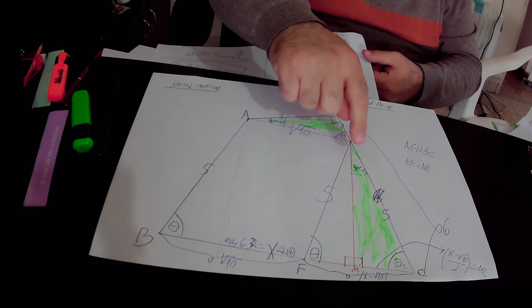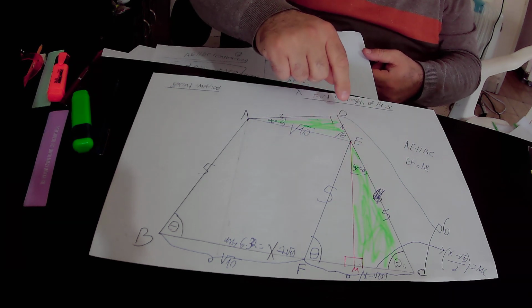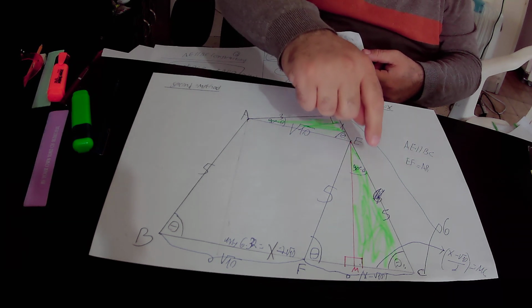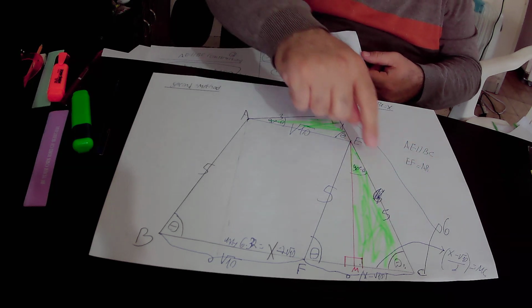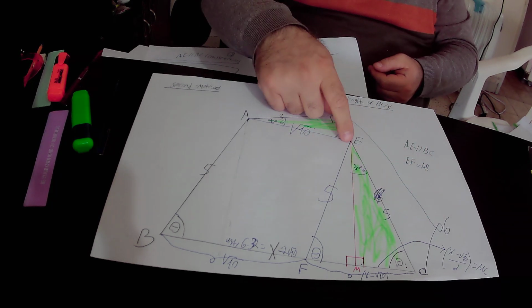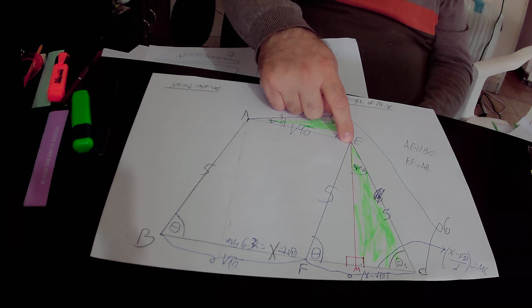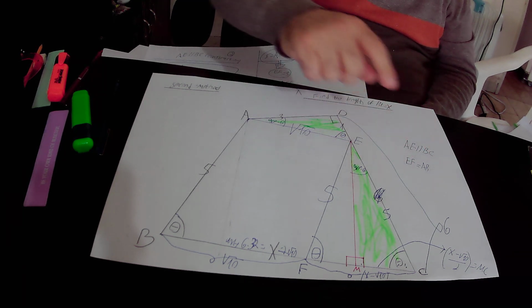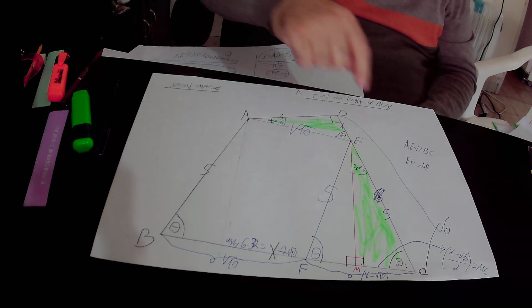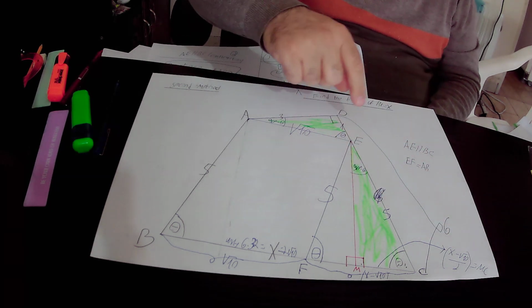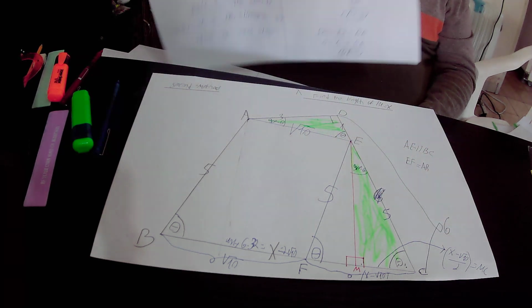EC equals 5 units. DC equals 6 units. EC equals 5 units. So what is the value of the small line segment DE? It's very simple. It is DC minus EC. DC minus EC equals DE, okay?